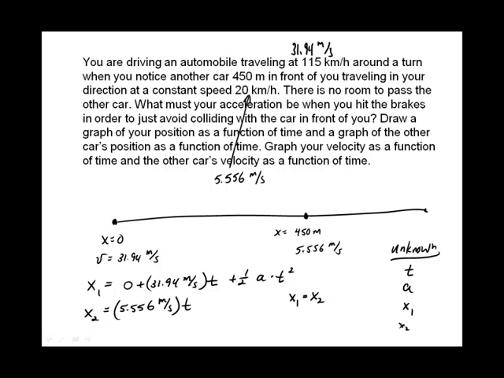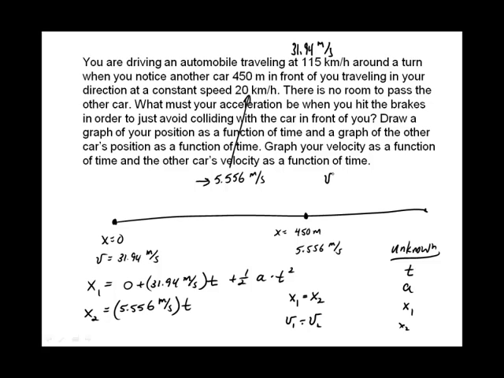The other thing I know is that since I am just barely avoiding the collision, at the time I'm just about ready to touch bumpers with the car in front of me, this is not obvious. You've got to really look at this problem and figure this out. Just at the time I'm about to touch the front bumper of my car to the rear bumper of his car, our velocities must be the same. And so I need to utilize that. Now I know what his velocity is. It's 5.556 meters per second.